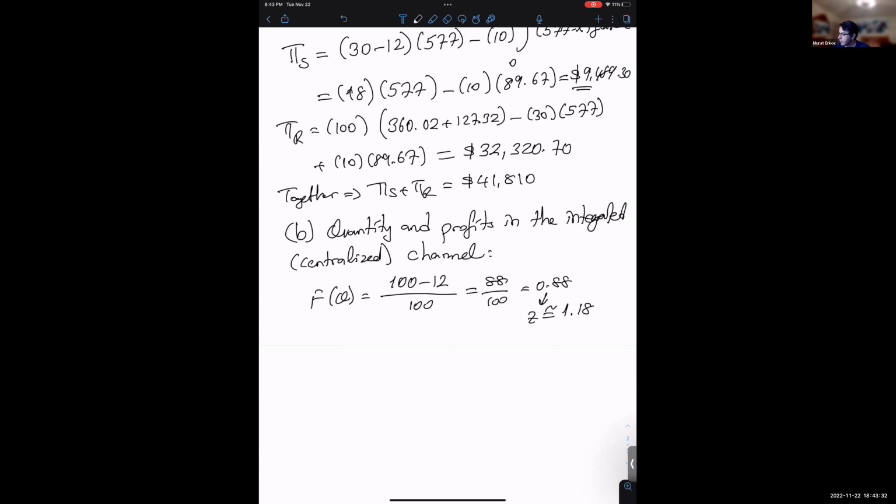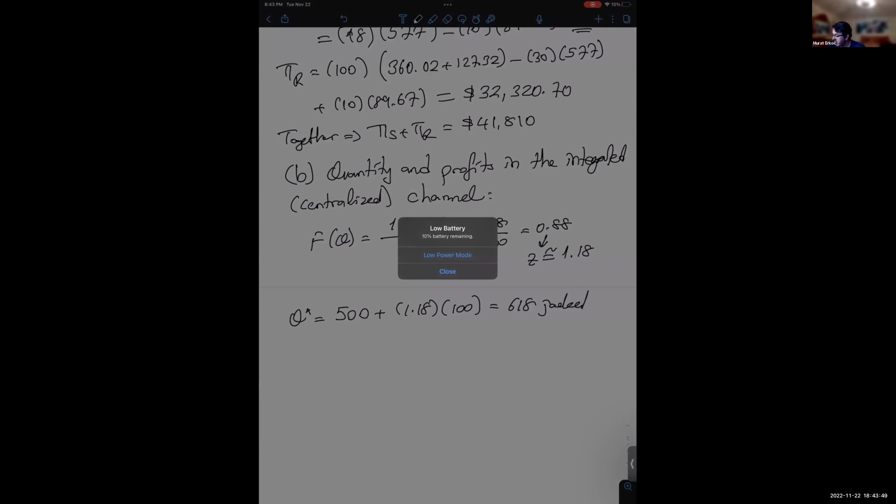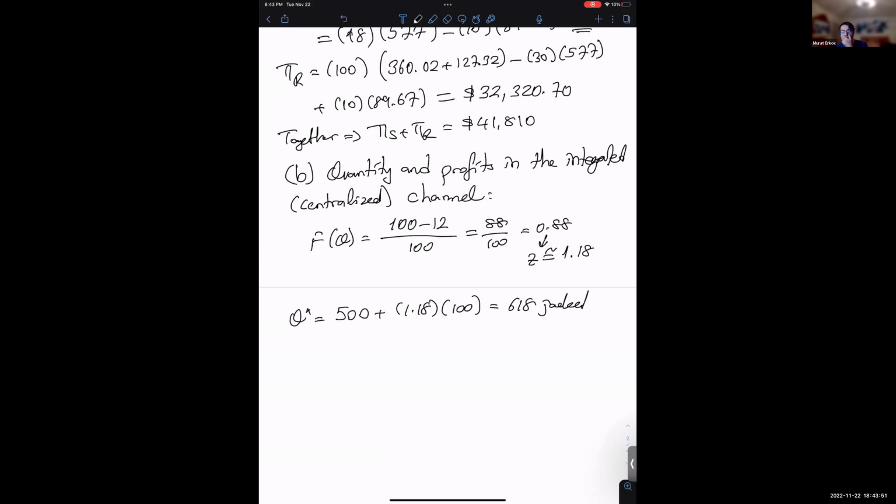1.18. So then I can put the optimal as mu plus Z sigma, which is 500 plus 1.18 times 100. So this is 618 jackets. So instead of 577 units, we buy 618 jackets in the integrated channel. Very good.